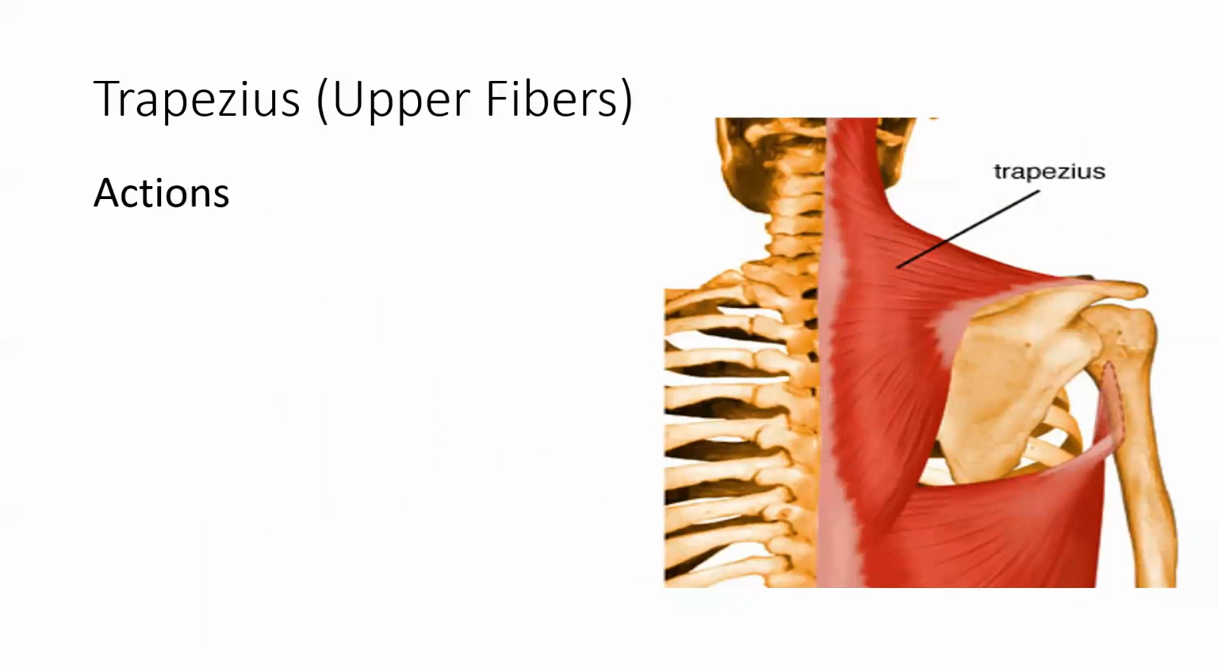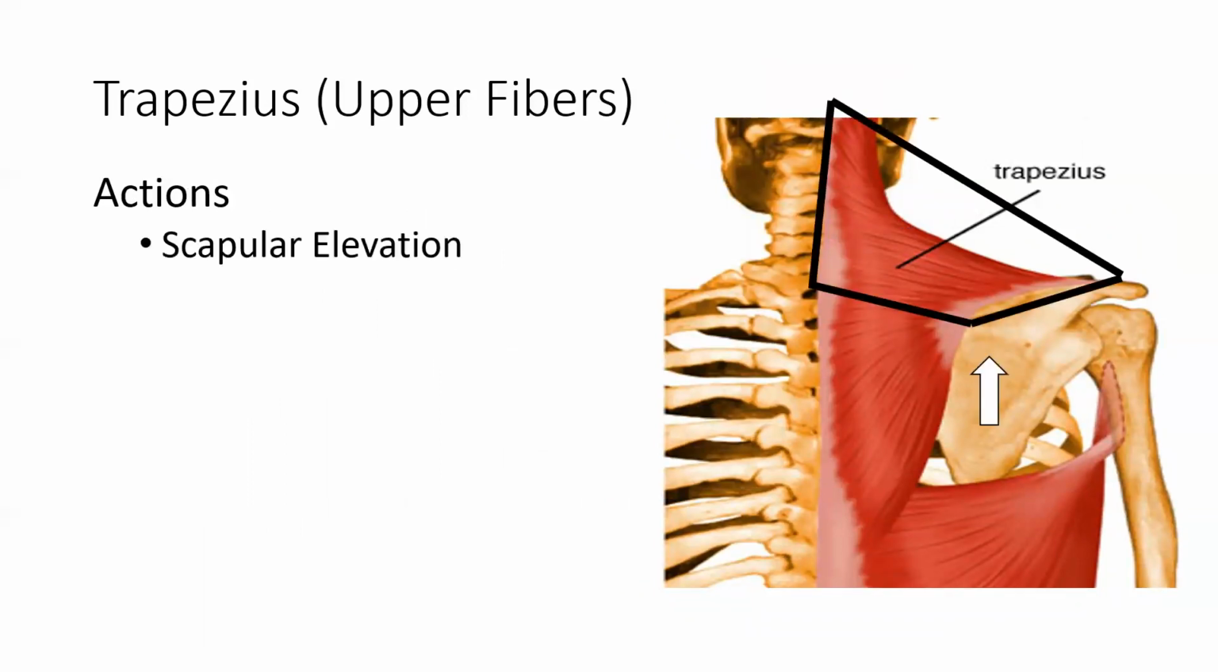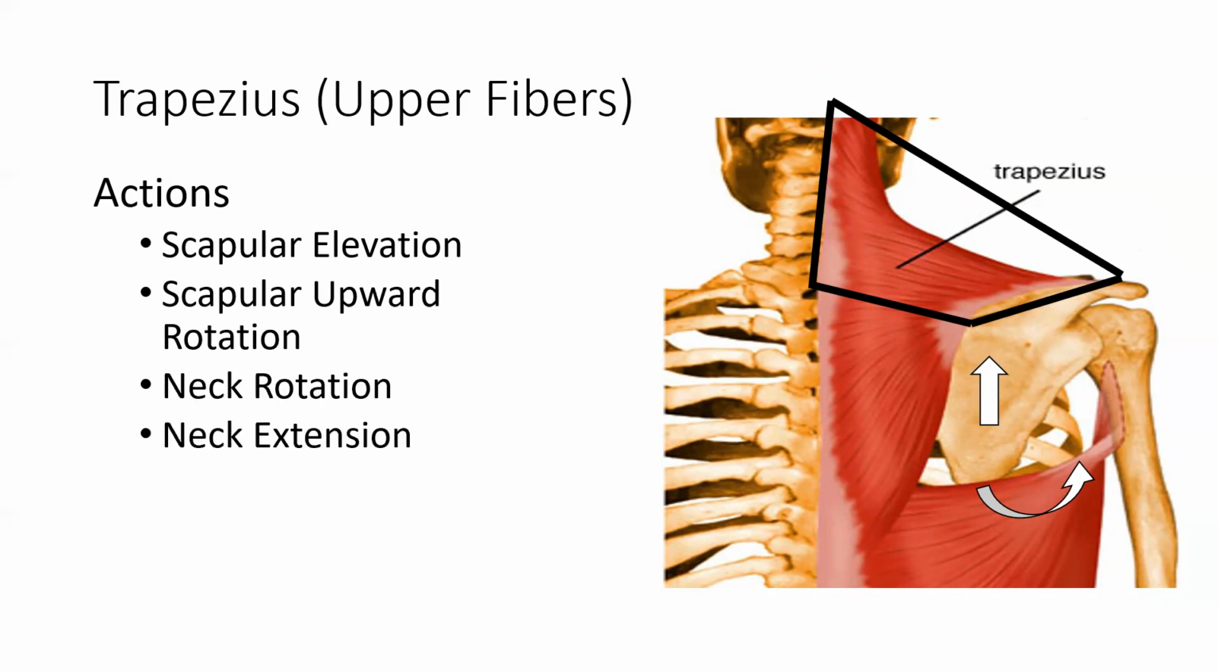The actions for the upper fibers include scapular elevation. If we look at the line of pull from the lateral third of the clavicle, moving towards the cervical spine, we get scapular elevation. So the scapula moves superiorly. We have scapular upward rotation, so this can slightly rotate the scapula as it brings it up. And then we also see some neck movements.